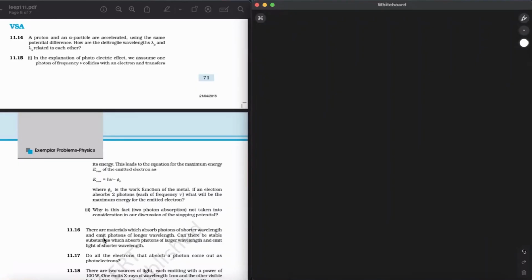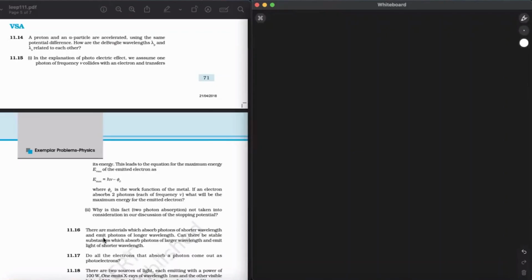Questions 11 to 15. Okay, 15 is the first. In the explanation of the photoelectric effect, we assume one photon of frequency nu collides with an electron and transfers its energy. This leads to the equation of the maximum energy E max of the emitted electron equal to h nu minus phi naught, where phi naught is the work function of the metal.